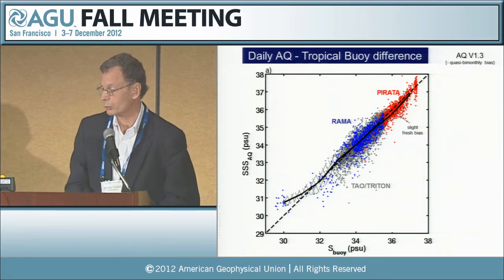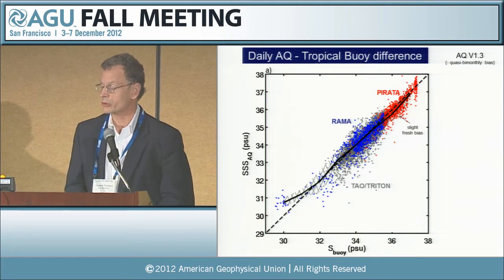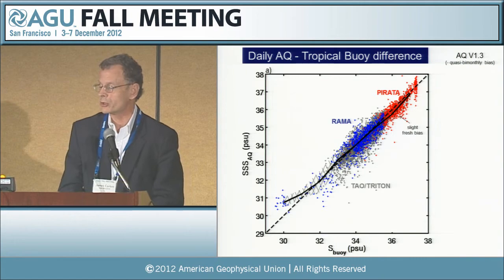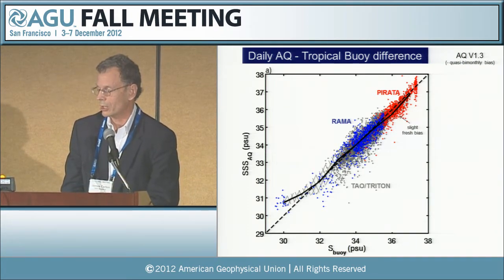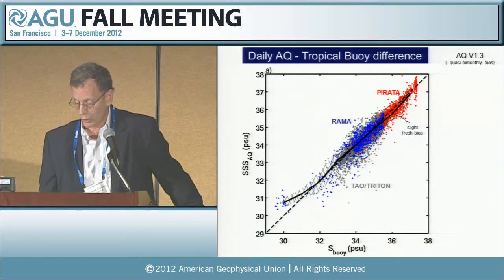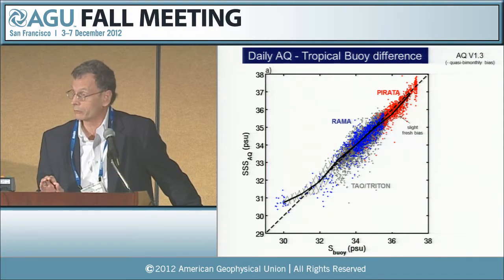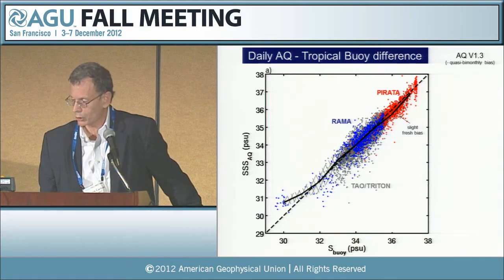So I'll begin by showing you some comparisons between the satellite remote sensed data and in situ data. You've already seen a number of these comparisons. This is a comparison of Aquarius sea surface salinity, version 1.3, versus tropical mooring salinity in both the Pacific and the Atlantic, and actually the Indian Ocean as well. An empirical bi-monthly bias has been removed from the sea surface salinity data. And you can see actually quite good agreement.